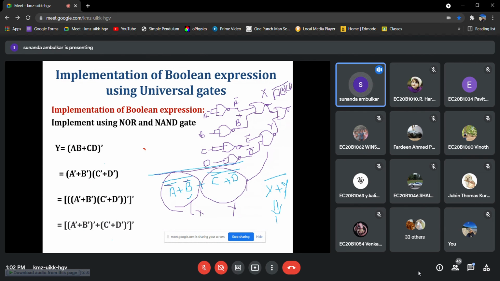So how many NOR gates are required here? 1, 2, 3, 4, 5, 6, 7. Seven gates are required to implement this ABCD expression. So the implementation is completely with the use of NOR gates. Okay, this is a NOR implementation.